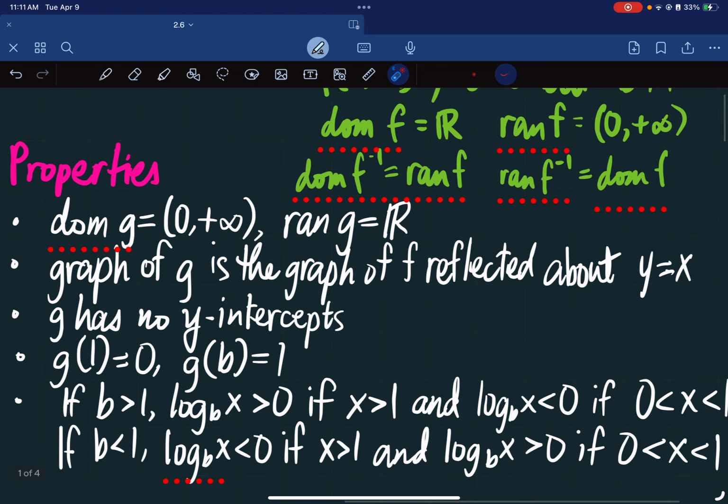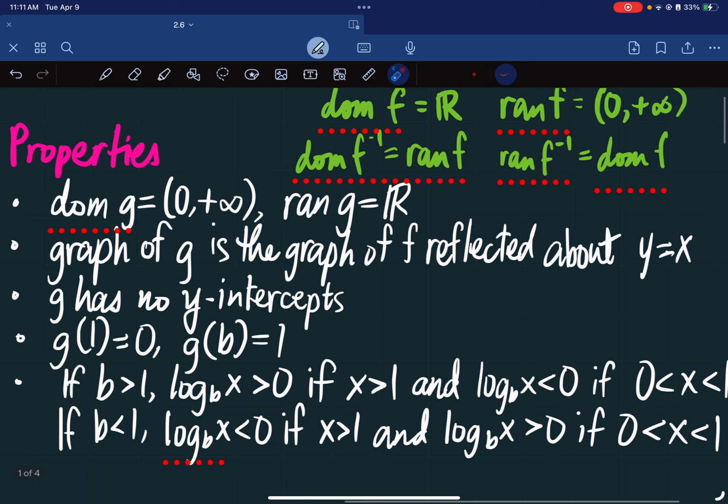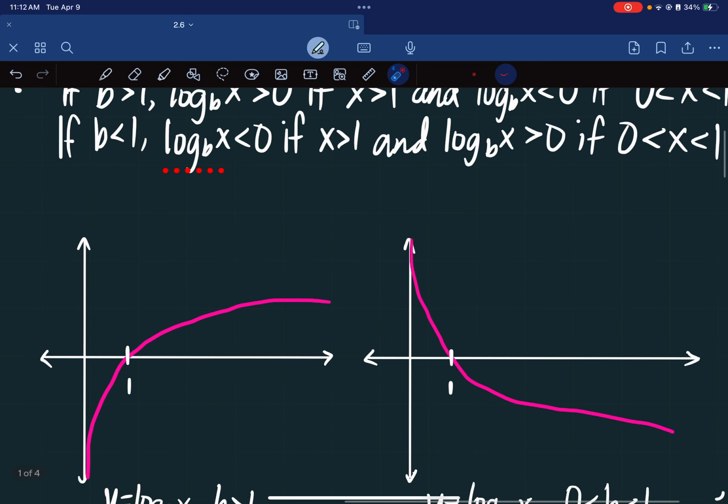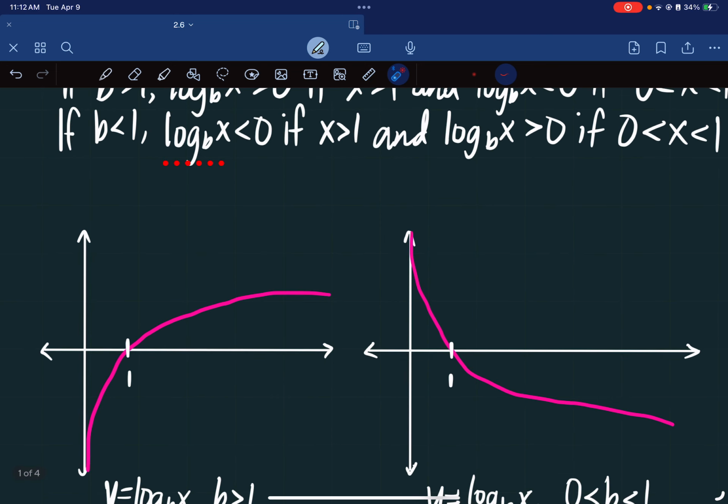Second one, this is a property pertaining to the graph of your logarithmic functions. Since the logarithmic function is the inverse of the exponential function, its graph is just the graph of your exponential function reflected about this line, y equals x. And so we have the following properties here. First one, your logarithmic function has no y-intercepts. Why is that the case?